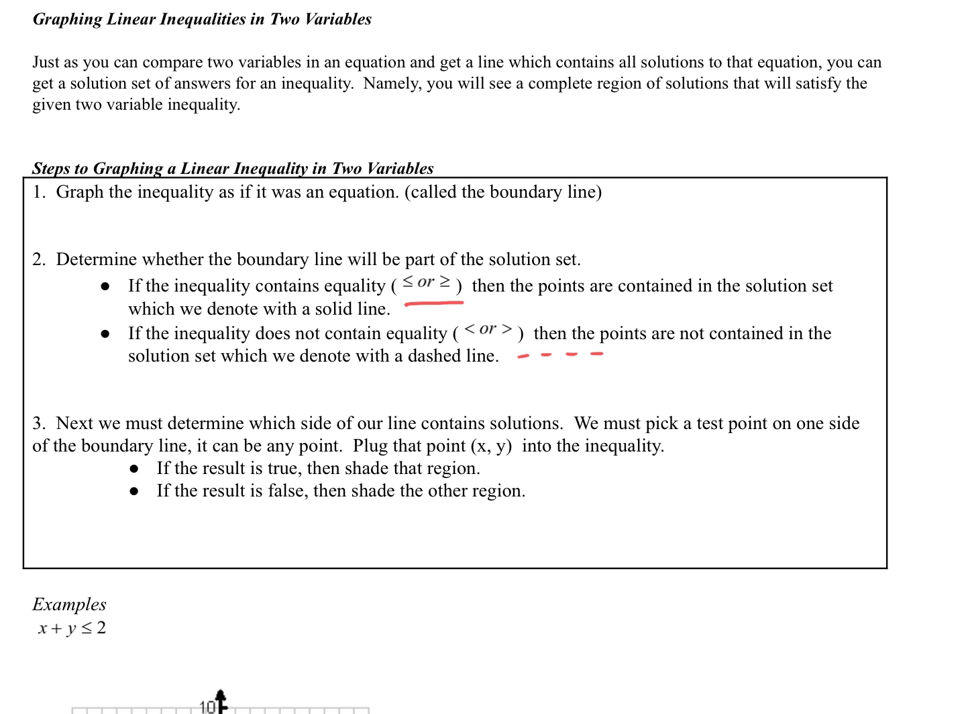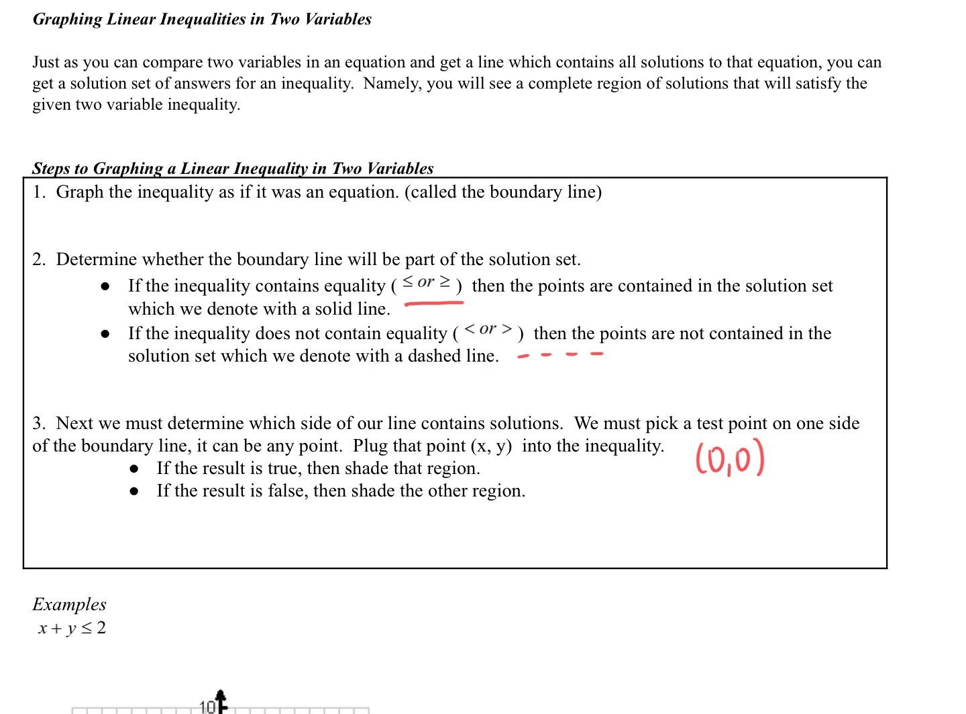After that, the final part is determining which side of our line contains our solutions. Typically we do that by picking a test point on one side, not on the line, but on either side. The most common test point, as long as it doesn't fall on the line, is the point 0,0. It is the easiest test point to use. So we would plug that into the inequality. If you get a true result, then the region that contains that point would be shaded. And if you get a result that's false, then you would shade the other region.